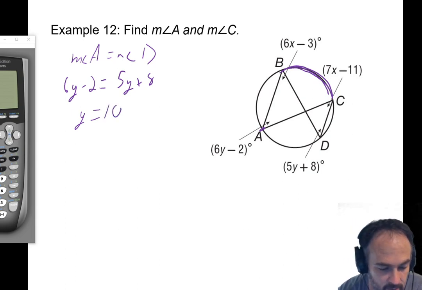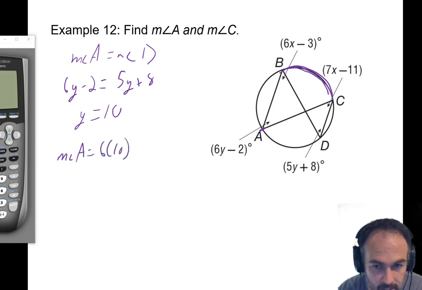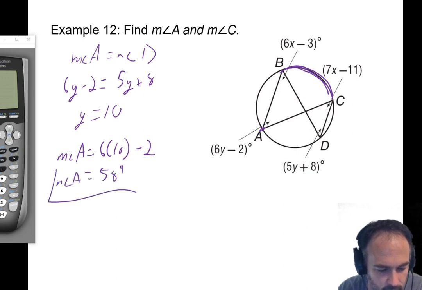Now let's plug that back in. Measure of angle A is equal to 6 times 10 minus 2. 60 minus 2 is 58 degrees.